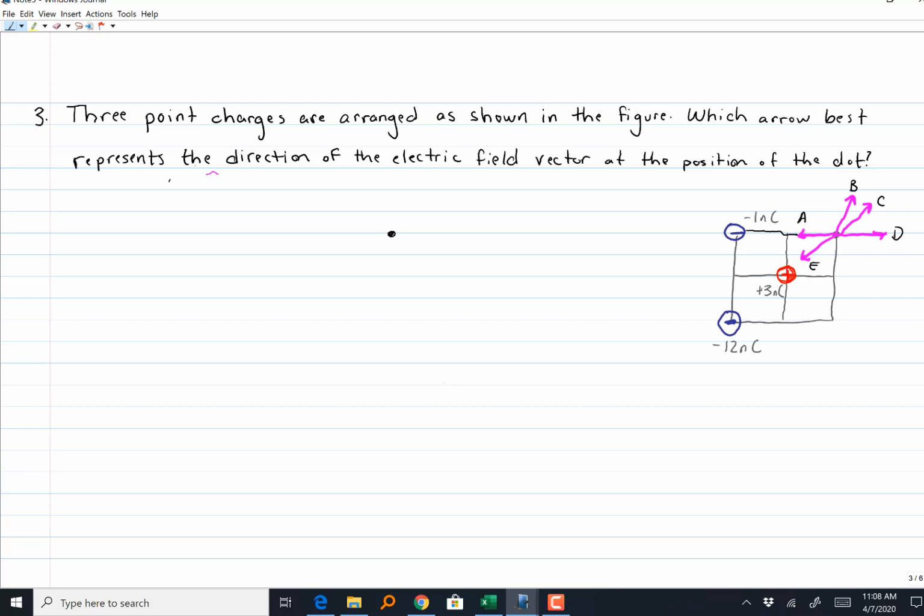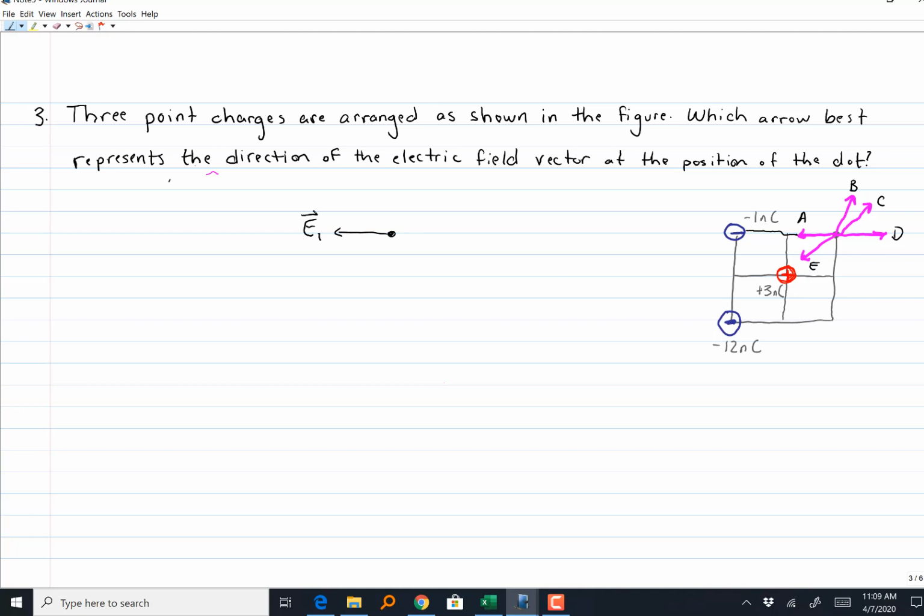So first I'll look at the -1 nanocoulomb charge, and that's going to create an electric field that's going to point towards, or to the left, towards that -1 nanocoulomb charge, right, because it is negative. So my electric field for the -1 charge is going to be pointing to the left.